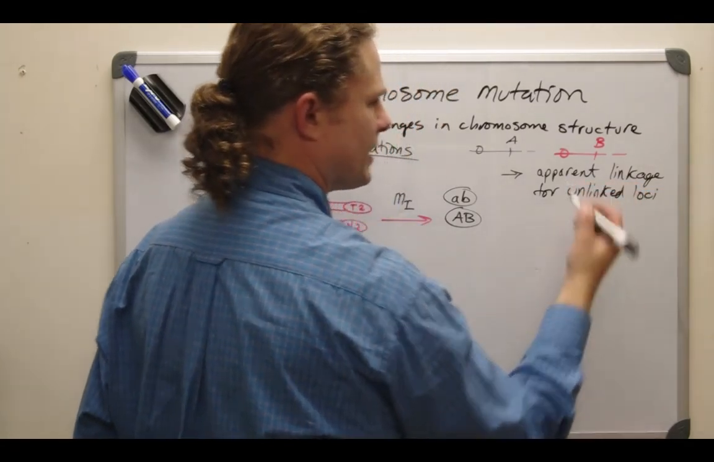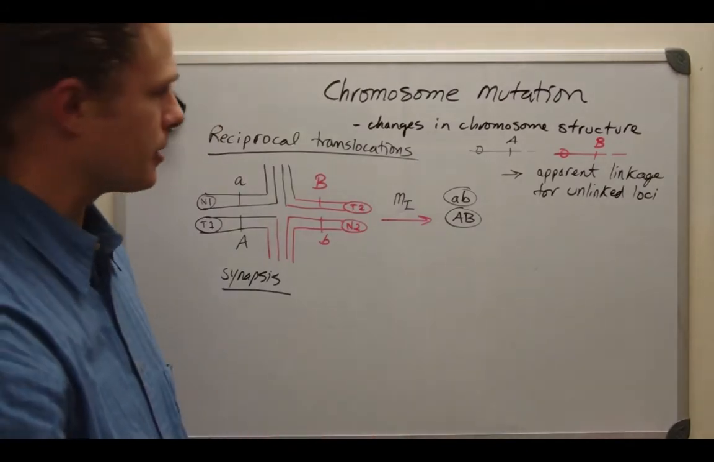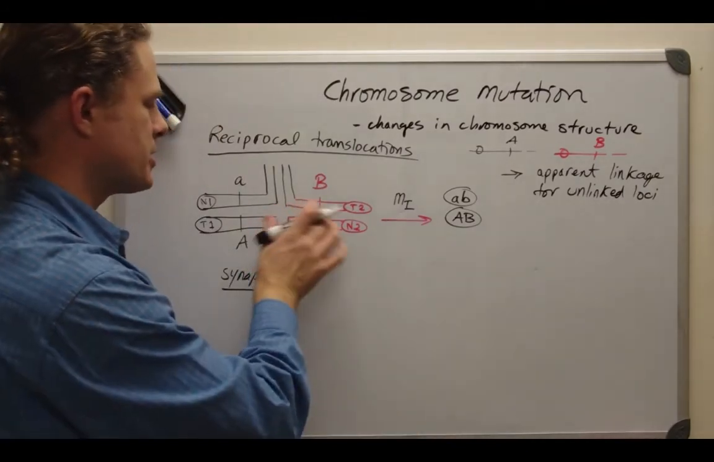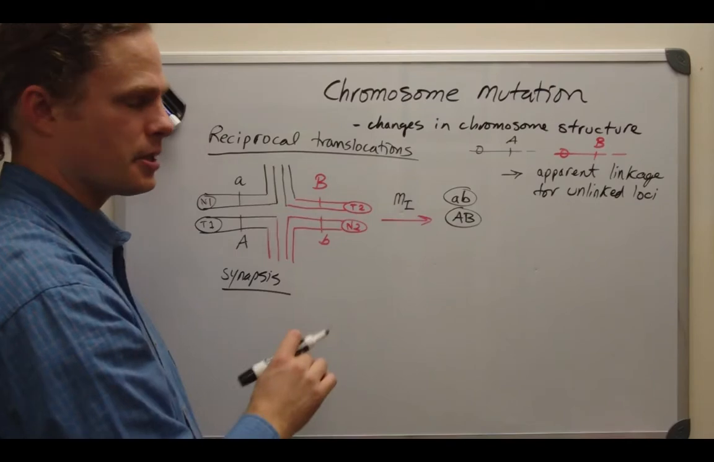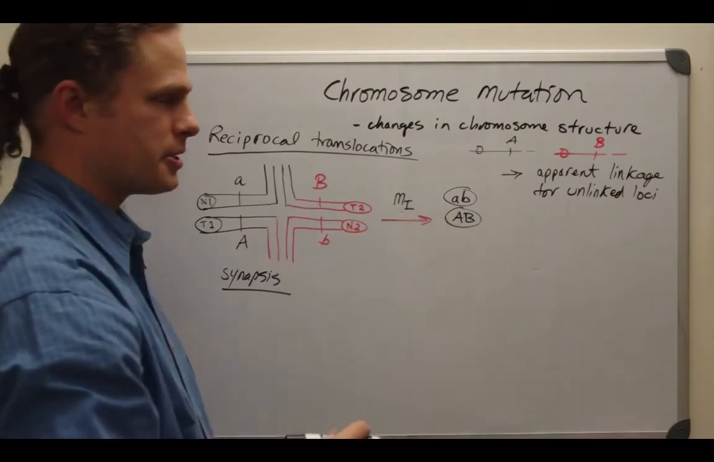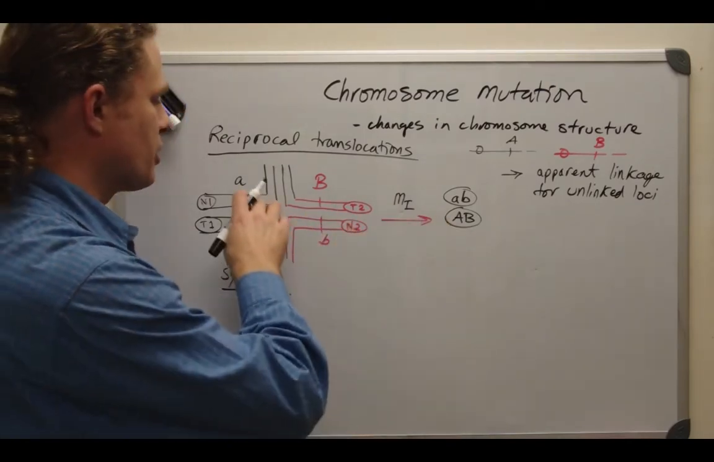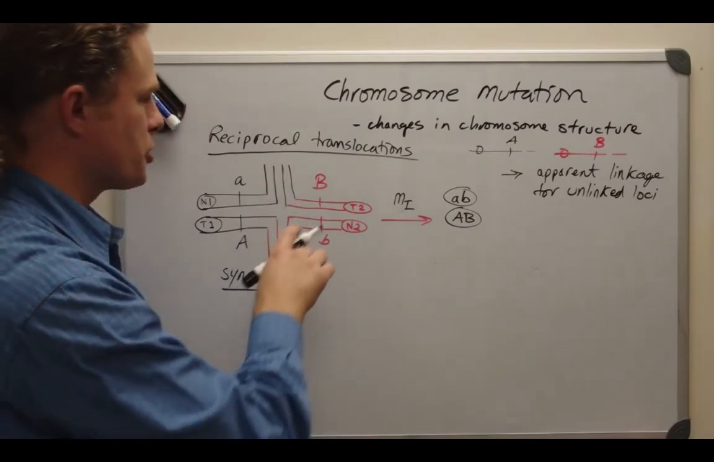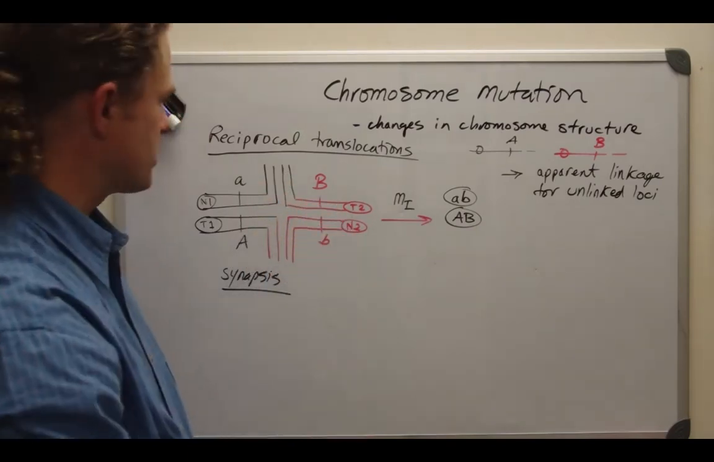So things that we know are unlinked suddenly are behaving as if they are linked, and the reason for that is now it's going to take a single crossover in one of these regions to actually produce recombinant genotypes, because we need a crossover to start swapping chromosome structures to give us new possibilities for outputs.